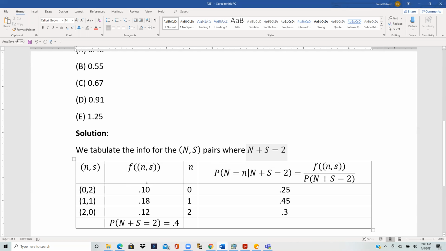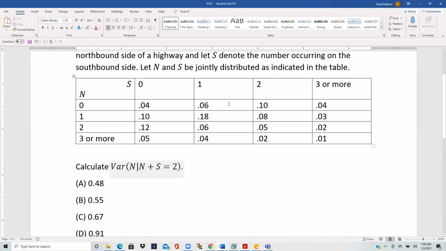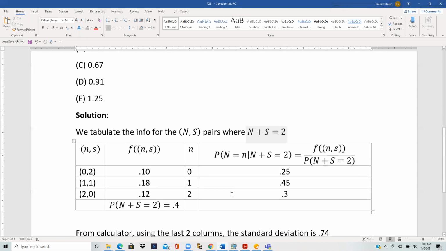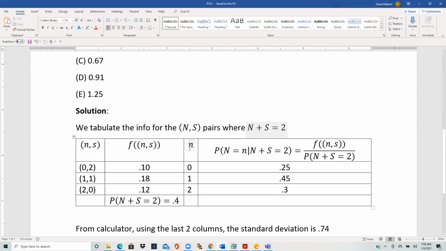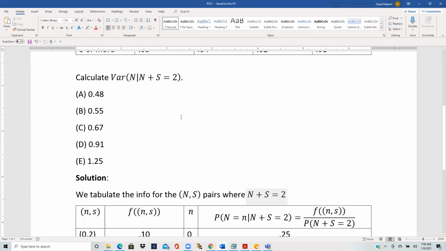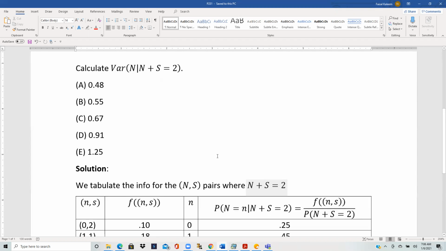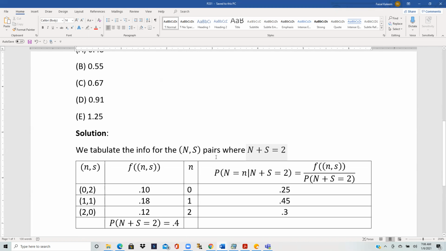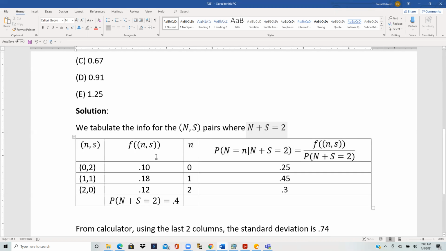For 0, 2, we had 0.10. For 1, 1, 0.18. And for 2, 0, 0.12. So 0.10, 0.18, 0.12. And here I've just separated out the N from these pairs, the 0, 1, and the 2, because eventually we need the variance of N given N plus S equals 2. So N is the main variable.